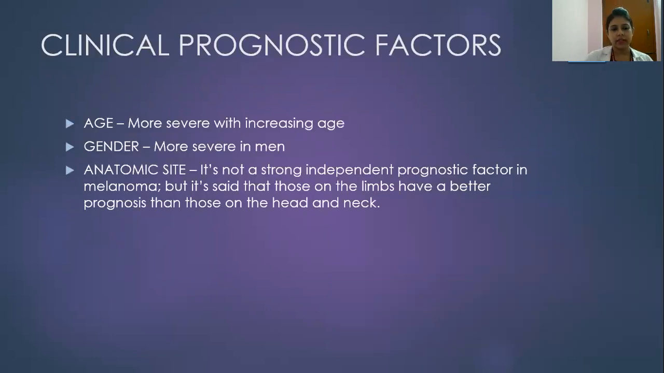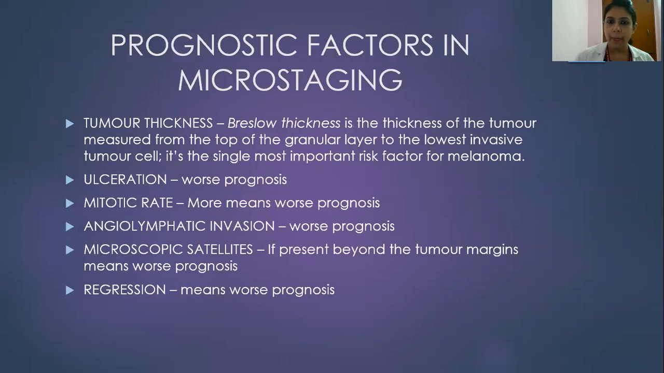Now, what are the prognostic factors? Age. The disease is more severe with increasing age, like in any cancer. Gender, it's more severe in men. Anatomic site. It's not a strong independent prognostic factor in melanoma, but it is said that tumors on the limbs have better prognosis than those on the head and neck. So those on the limbs have a better prognosis compared to those on the head and neck region. That's anatomic site, age, and gender, some of the prognostic factors in melanoma.